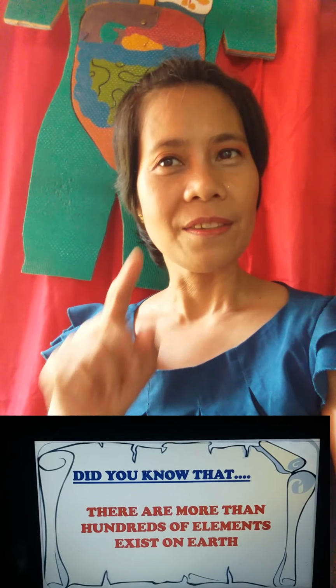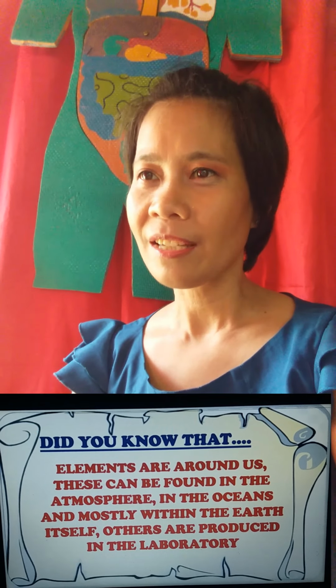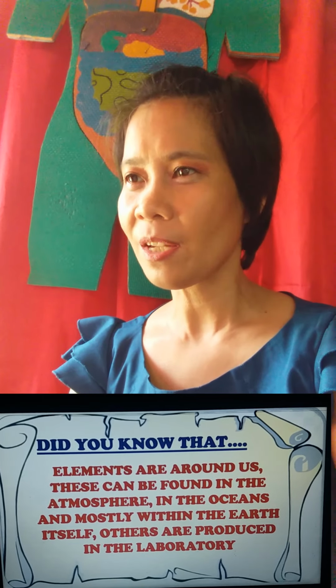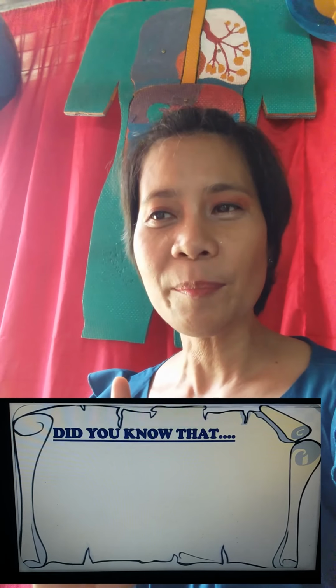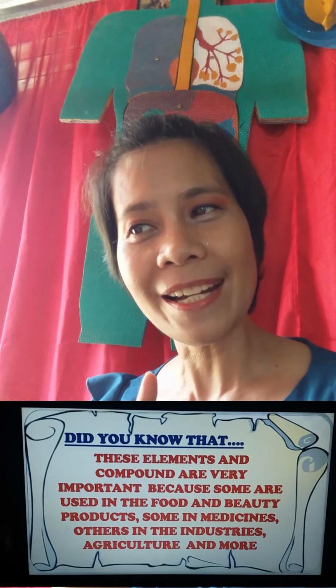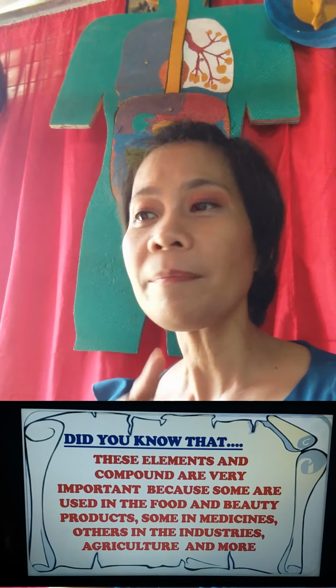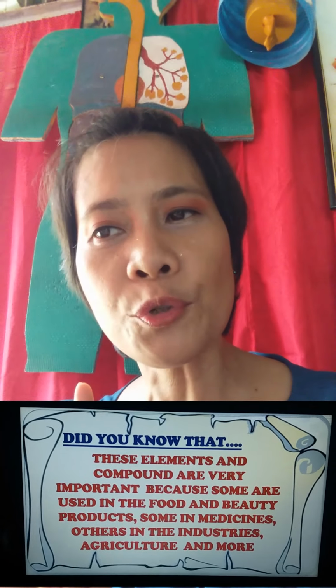Did you know that there are more than a hundred elements that exist on Earth? Elements are around us. These can be found in the atmosphere, in the oceans, and mostly within the Earth itself. Others are produced in the laboratory. These elements and compounds are very important because some are used in food and beauty products, some in medicines, others in industries, agriculture, and more.